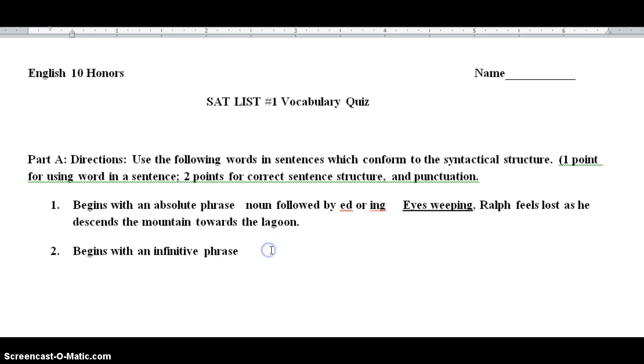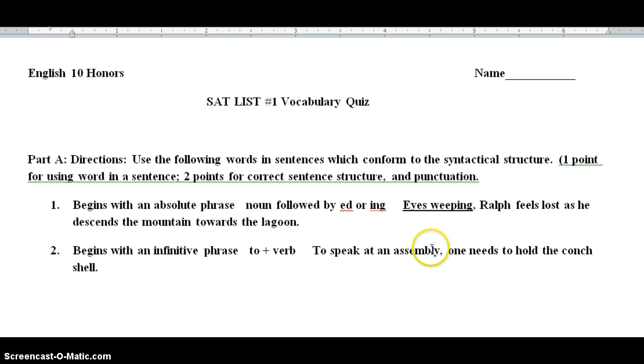Okay, with infinitive, it's to plus a verb. So, to speak at an assembly, one needs to hold the conch shell. Here is our infinitive phrase. And again, we could get rid of this, and we'd end up with a simple sentence: one needs to hold the conch shell. And that's what an infinitive phrase is. Okay, to plus a verb.